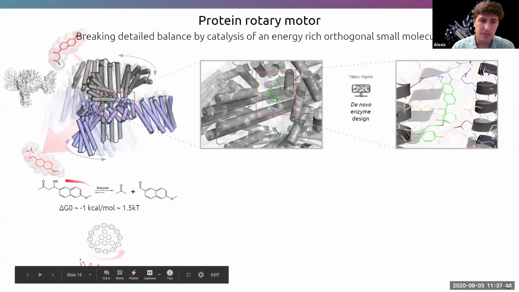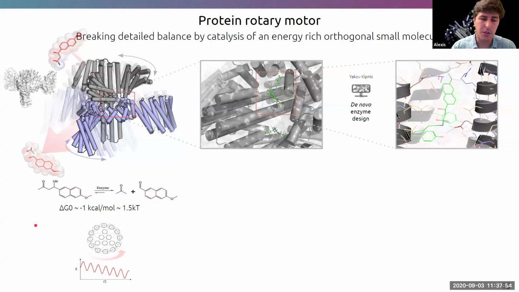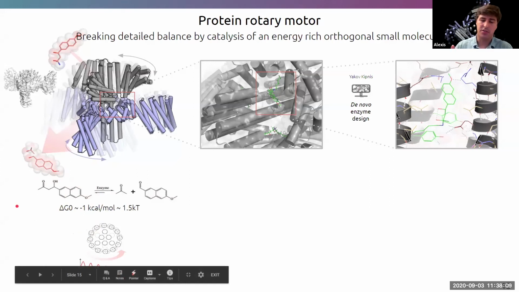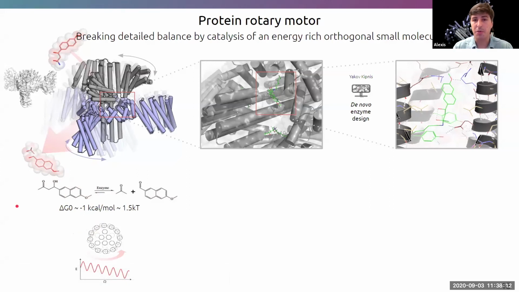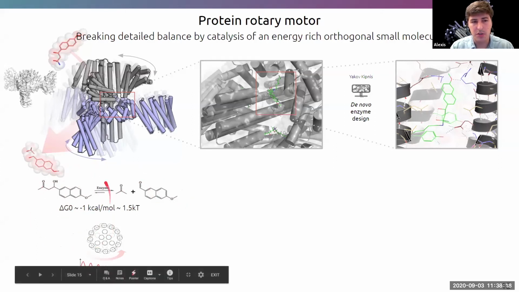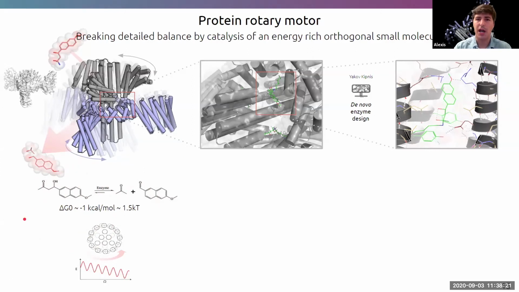We use this methyl group that we know how to design computationally, catalytic groups that we can install in backbones. So this reaction is energetic enough that it's just slightly above the thermal threshold. So in theory, it should be enough to power rotation. Again, the reason why we chose this fuel is because we now have some experience in designing such de novo enzymes for this kind of reaction.